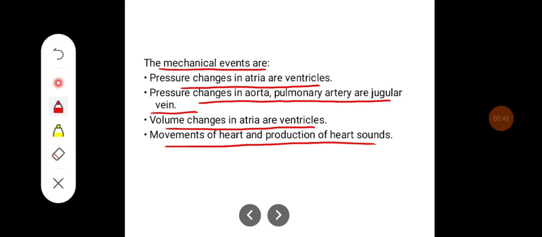The mechanical events are pressure changes in the atria and ventricles, pressure changes in the atria and pulmonary artery and jugular vein, volume changes in the atria and ventricles, and movements of the heart and production of heart sounds.